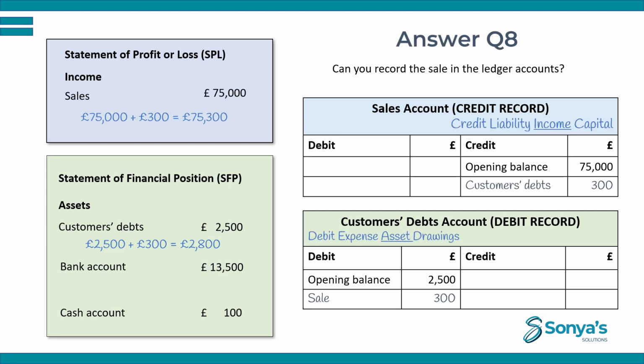Did you remember to question what you've done rather than double enter on autopilot? We need to increase the amount of income the business has earned by crediting the income account, the credit record, and increase the amount customers owe by debiting the customers' debts account, which is the asset account and debit record. The account balances are now £75,300 and £2,800.